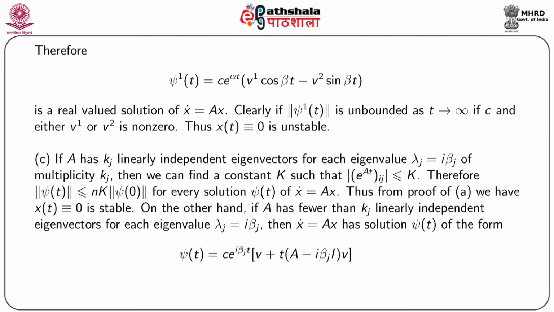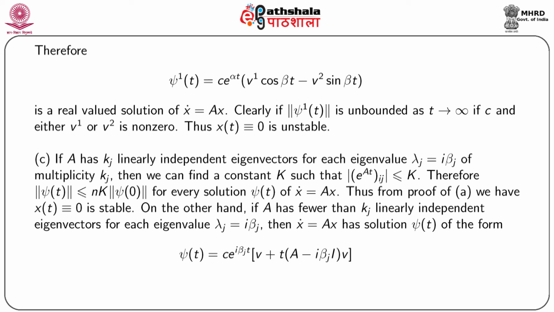Therefore, psi1(t) equal to c e^(alpha t)(V1 cos beta t minus V2 sin beta t) is a real valued solution of x dot equal to Ax. Clearly, the norm of psi1(t) is unbounded as t tends to infinity if c and either V1 or V2 is non-zero. Thus x(t) equal to 0 is unstable.